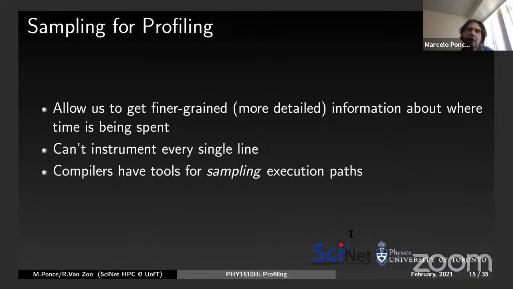Now let's talk about, so that was an example of instrumenting the code. We strategically added tick and tock routines or functions to different parts of the code, so we can identify very precisely how long each of these parts took to run.